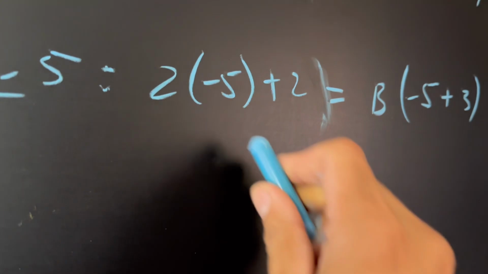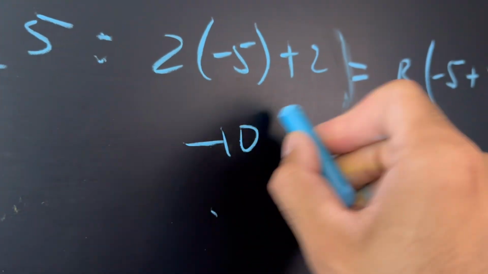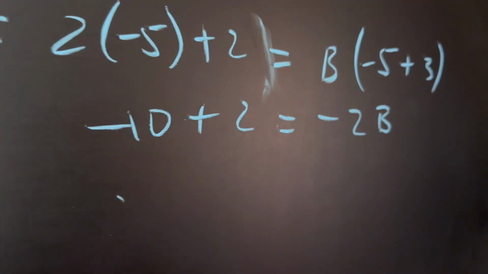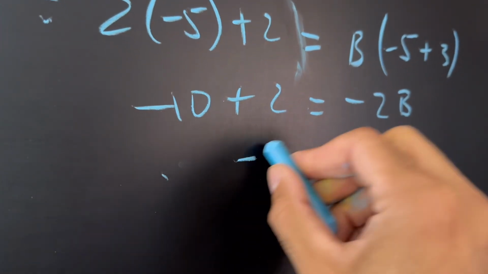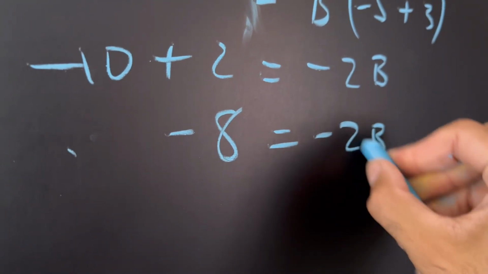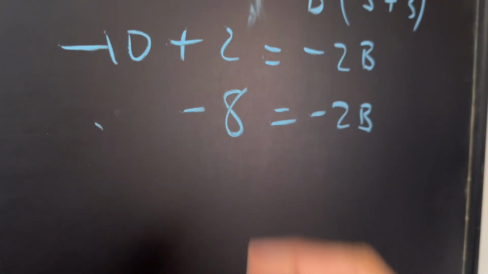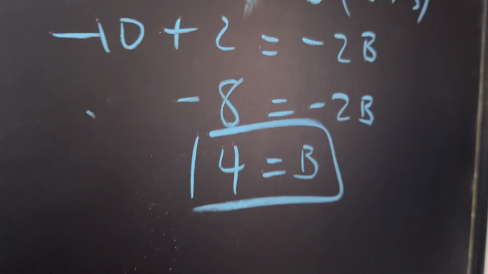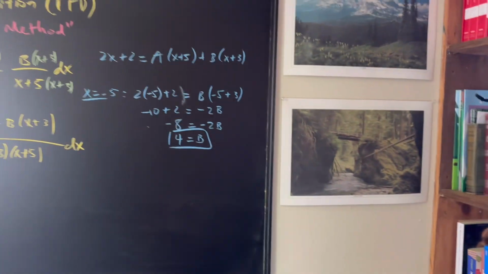On the left side here, we have negative 10 plus 2 equals negative 2b. Let's simplify further. This gives me negative 8 is equal to negative 2b. In other words, if we divide the negative 2 to the other side, we're going to get that 4 is equal to b. So this is perfect because we found the value of b.